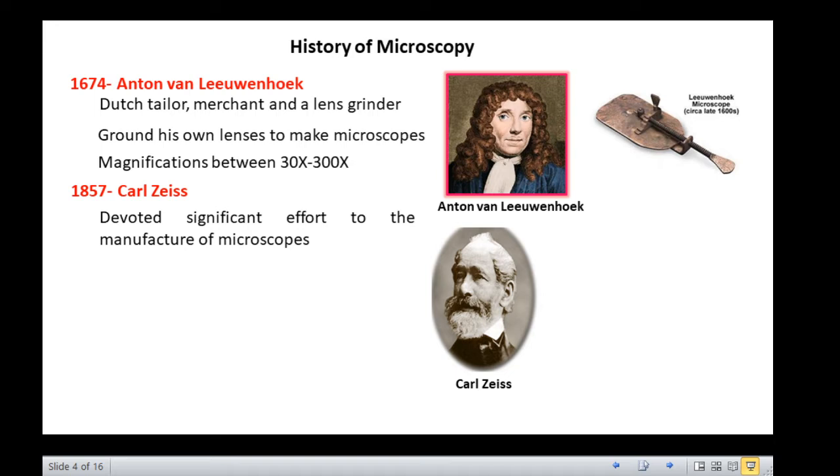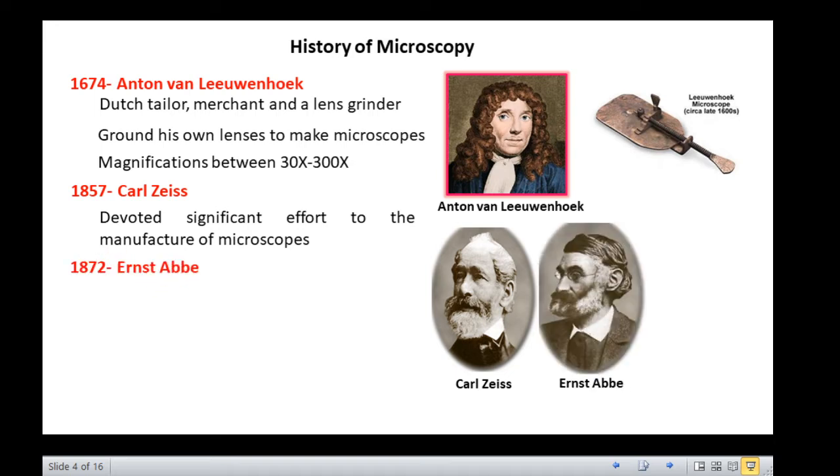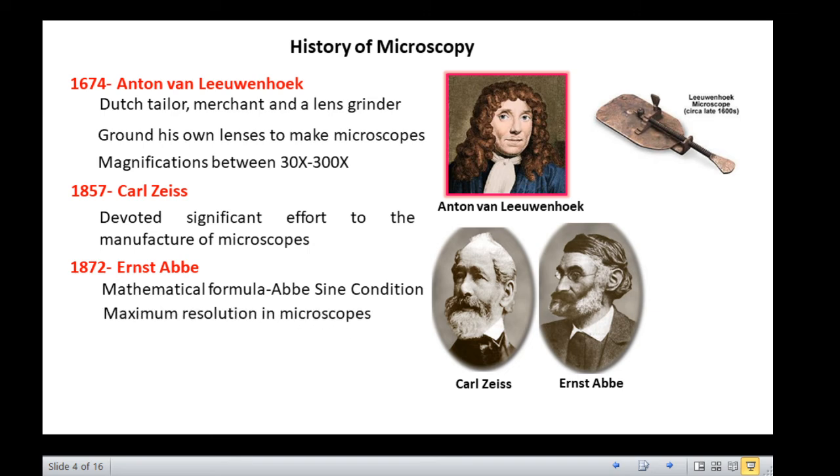So, Zeiss formed a partnership with Dr. Ernst Abbe, a brilliant physicist and mathematician. In 1872, Abbe formulated his wave theory of microscopic imaging and defined what would become known as the Abbe sine condition. The construction of microscopes with maximum resolution was possible on a sound theoretical basis and still is today.